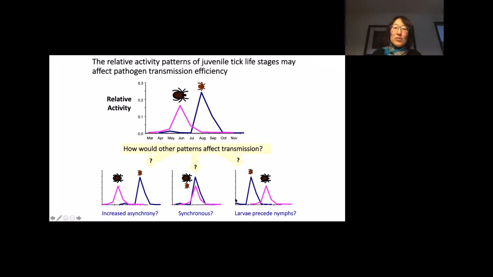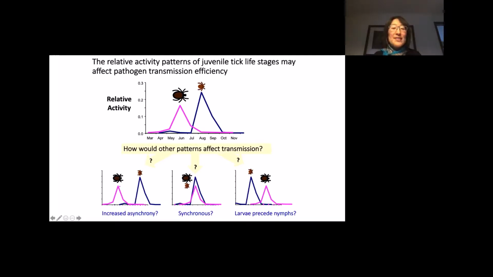So the worst case scenario for these pathogens is if the larvae feed before the nymphs, the bottom right, because if that's what happens, you're not going to have transmission. But for these other scenarios, we still might have transmission. And actually in the Midwest, the northern Midwest, we have a lot of this synchronous transmission.